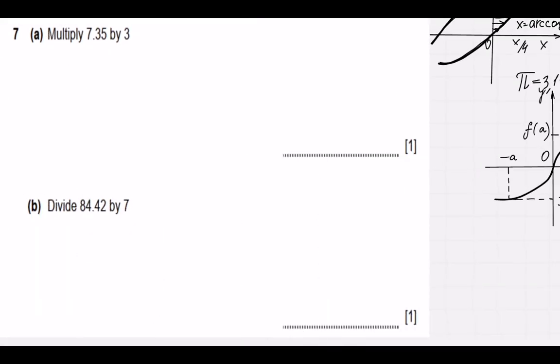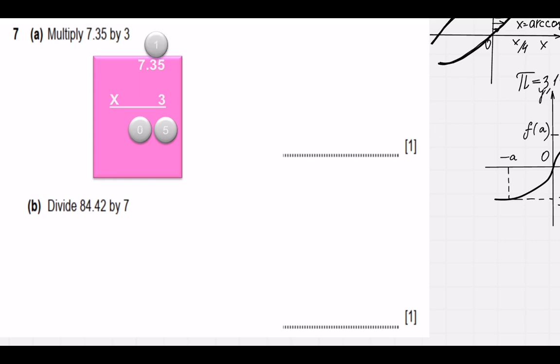Multiply 7.35 by 3. Normal multiplication: 3 times 5, 15, 5 down, carry up 1. 3 times 3, 9, plus 1, 10, put the 0 down, carry up 1. Then 3 times 7, 21, plus 1, 22. What about the decimal point? I have 2 digits in the decimal place, so also in my final answer it will be 22.05.